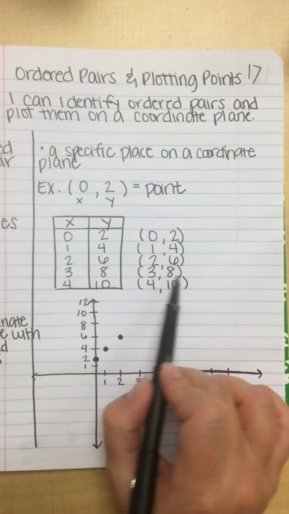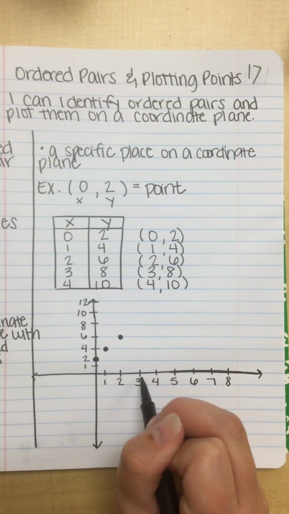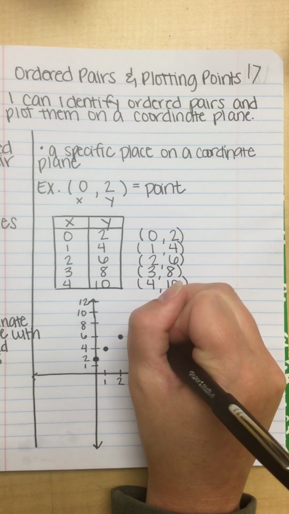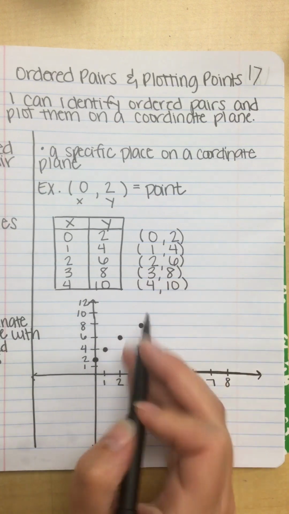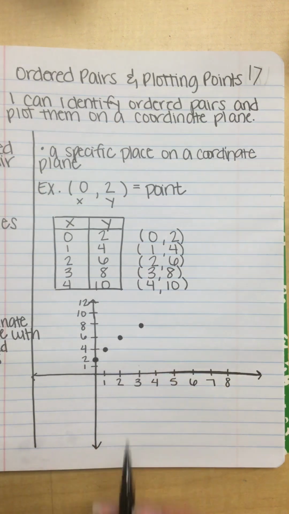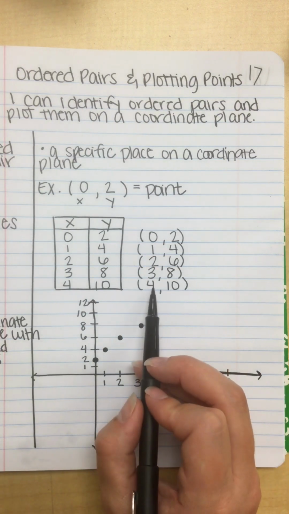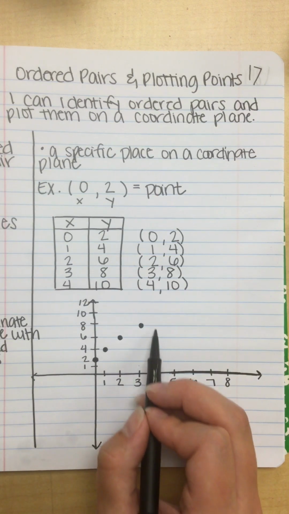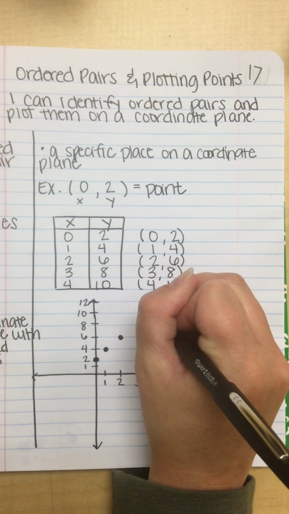My next ordered pair is 3, 8. So I'm going over to 3, and then I'm going up to 8 on my y-axis, which is right here. And then the last one is 4, 10. So 4 is my x number. Then I go up to my y number.